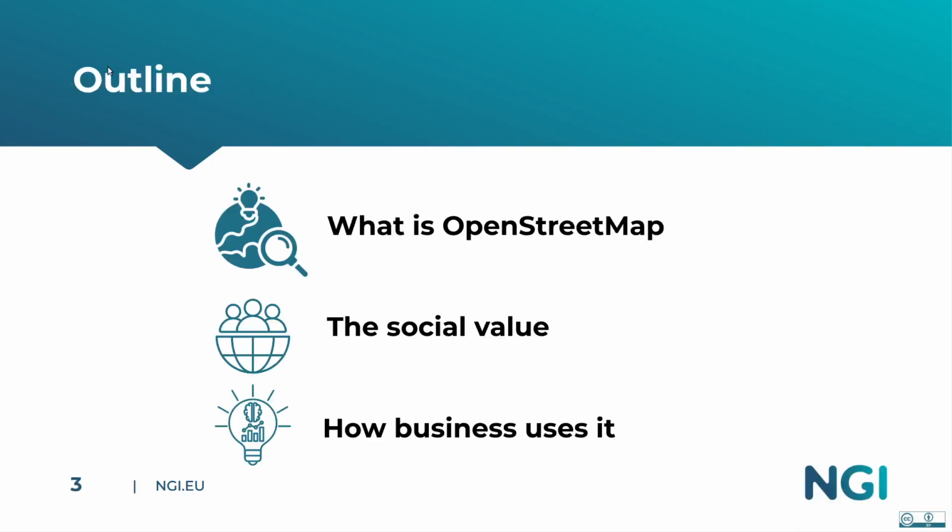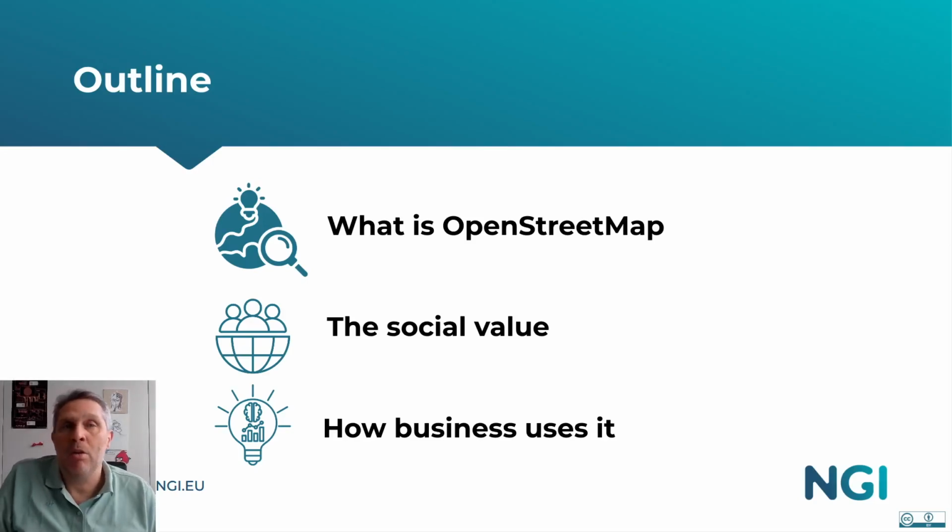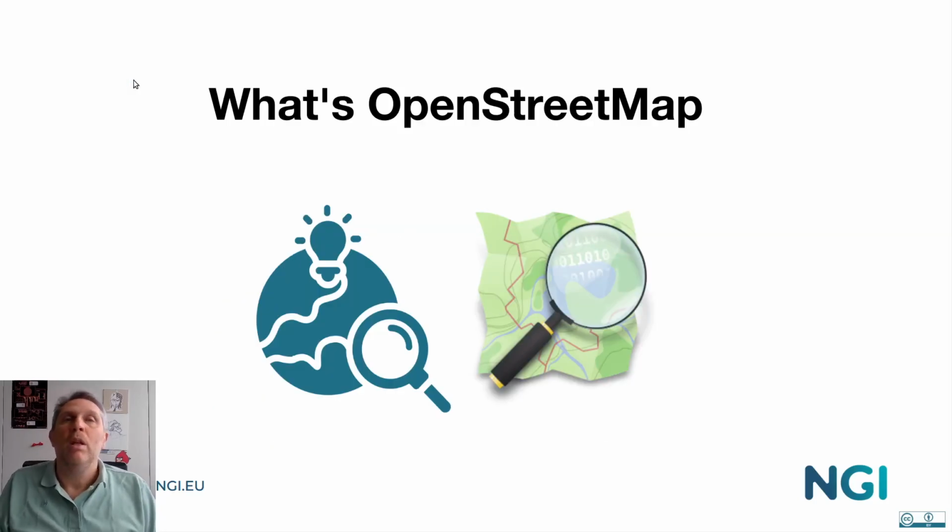So, this is the way that I want to use today to speak with you. First, I need to explain to you what is OpenStreetMap. Second, I want to explain to you what is the social value, and third is how the business uses OpenStreetMap in this direction. So, to begin, we need to understand what is OpenStreetMap.